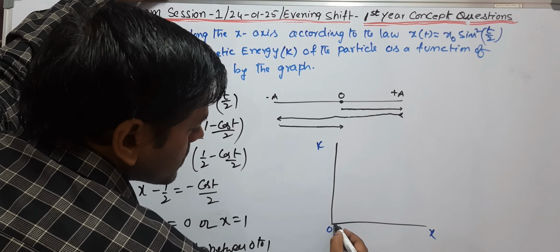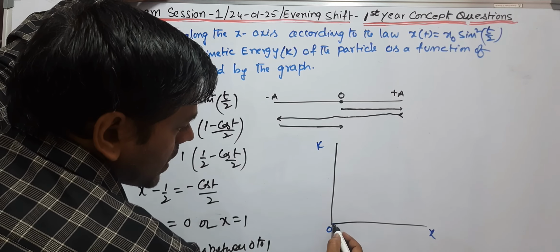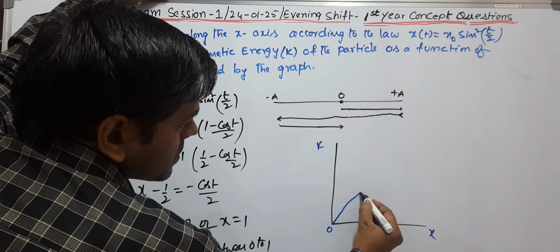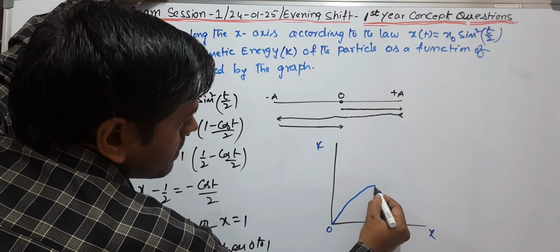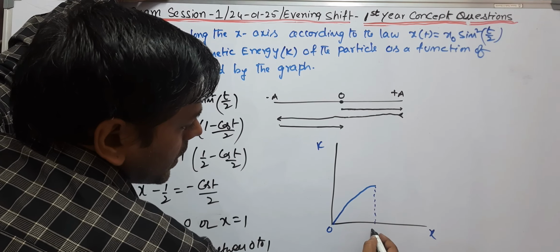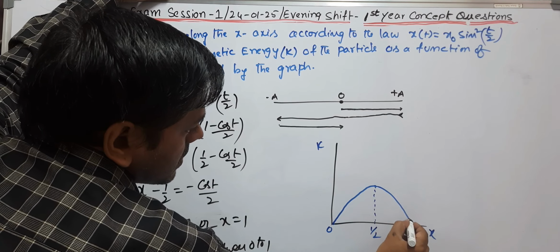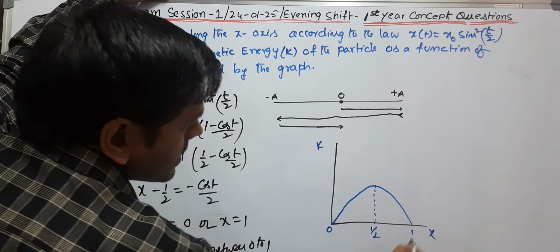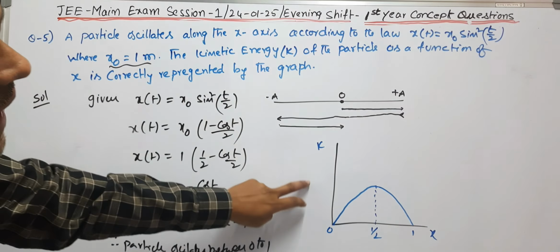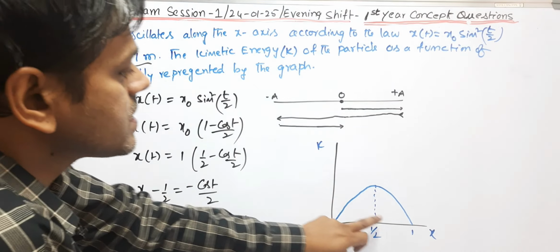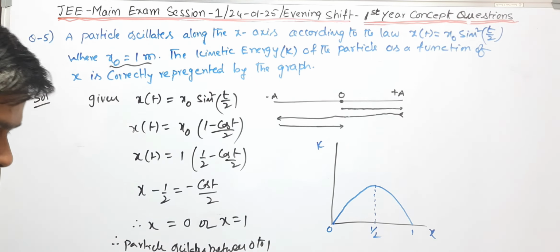At 0 it is the extreme position, 0 velocity, that means 0 kinetic energy. It gradually increases and becomes maximum at its mean position, which is 1 by 2. Again, crossing this mean position, velocity decreases and becomes 0 at 1. So this is the graph that represents the kinetic energy versus position. Okay, right.